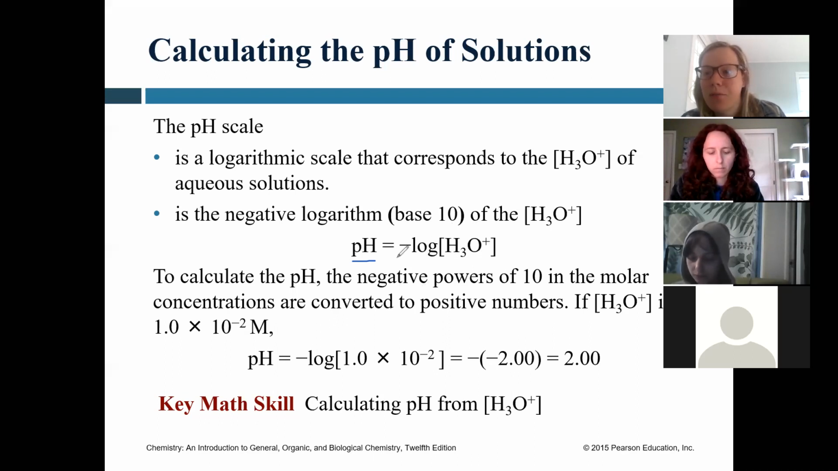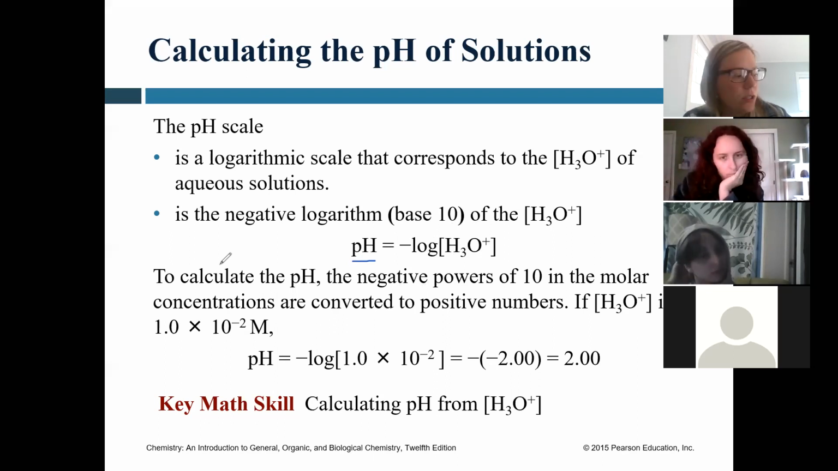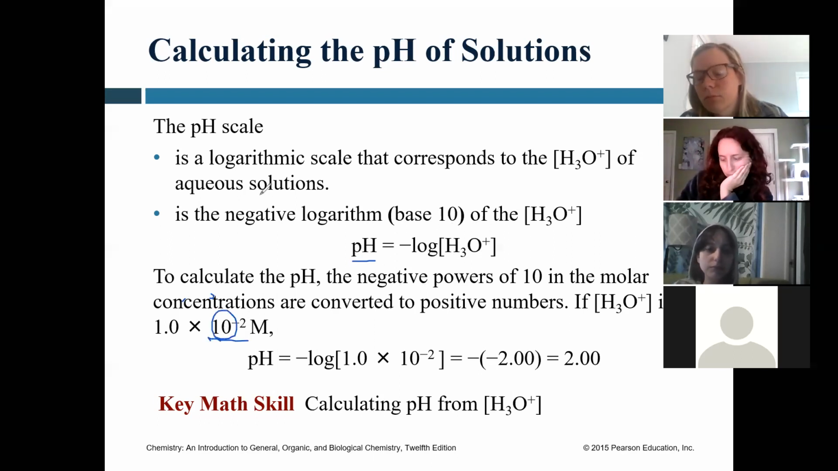Log is the opposite of 10 to the. You know how addition's opposite is subtraction, multiplication's opposite is division, right? That's how you undo it in an equation. Well, if I have an exponent, like I do in a lot of these numbers, to undo this 10 to the, it's log. That's where that's coming from.